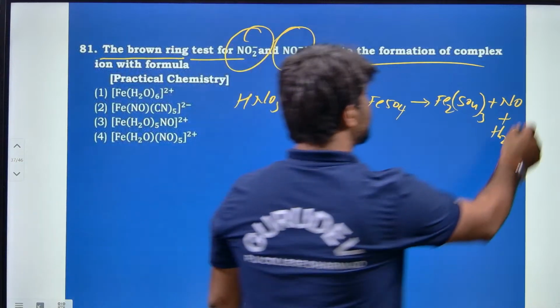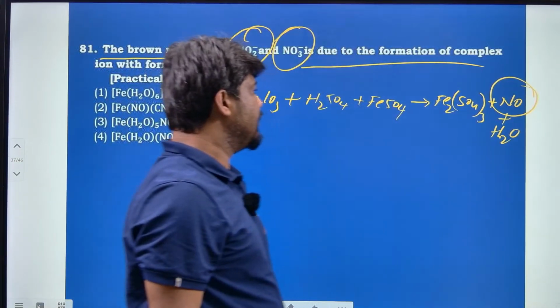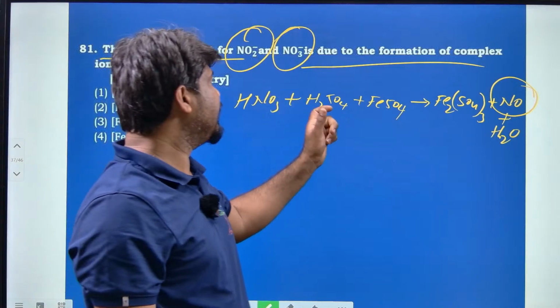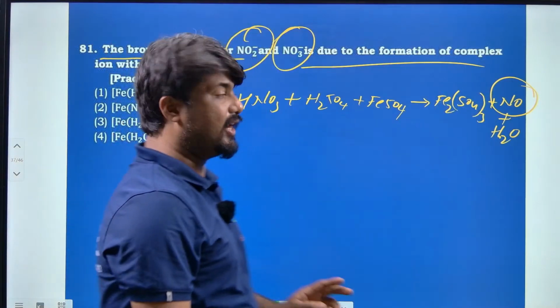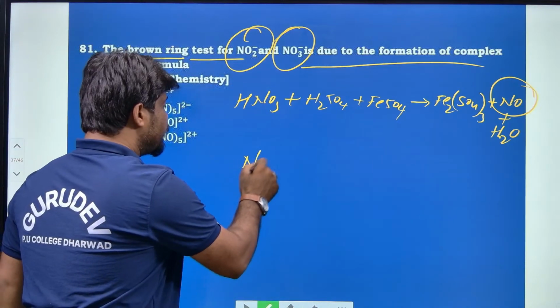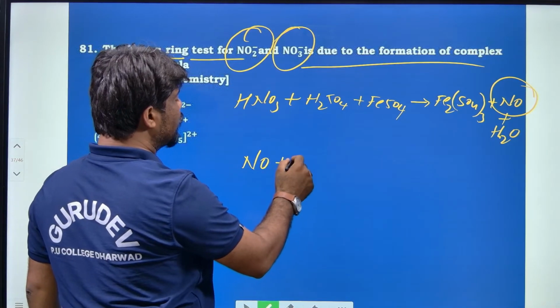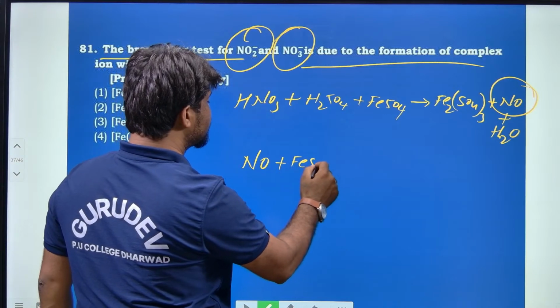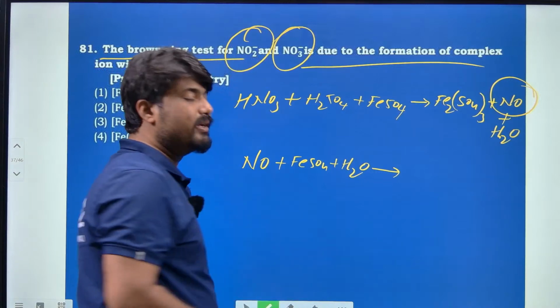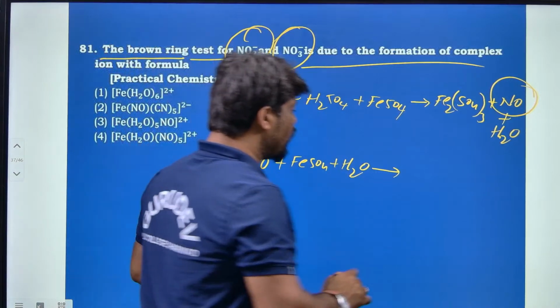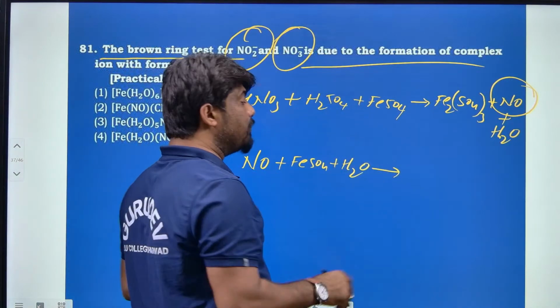Here the liberation of NO is most important, because when nitrate is treated with sulfuric acid, the brown ring gas is produced due to the formation of NO. Next, this NO further reacts with ferrous sulfate and water molecules, resulting in the formation of the complex. Due to the formation of the complex, it forms the brown ring.